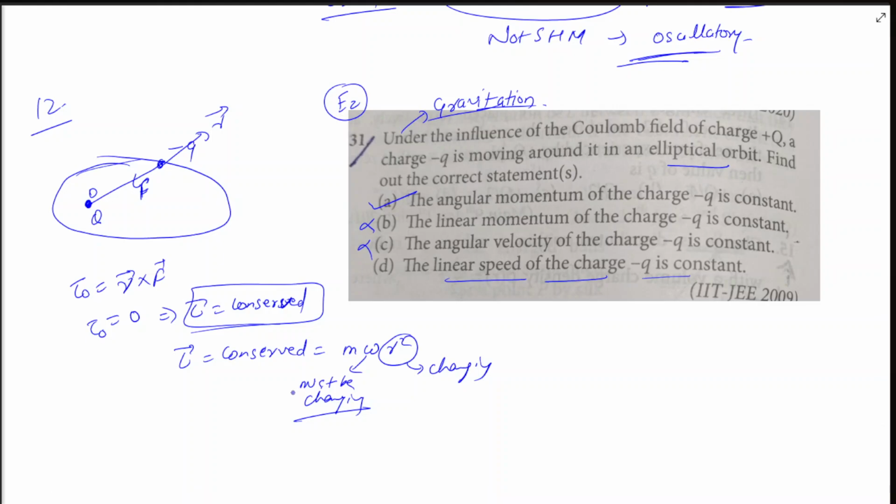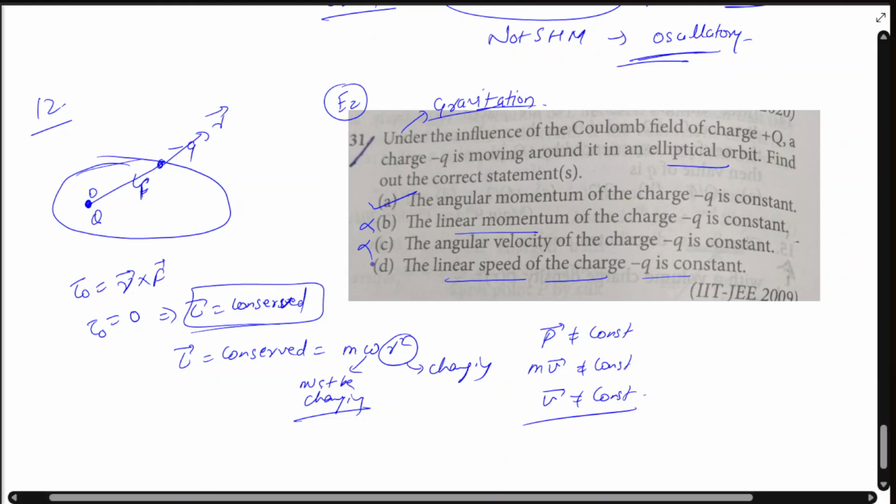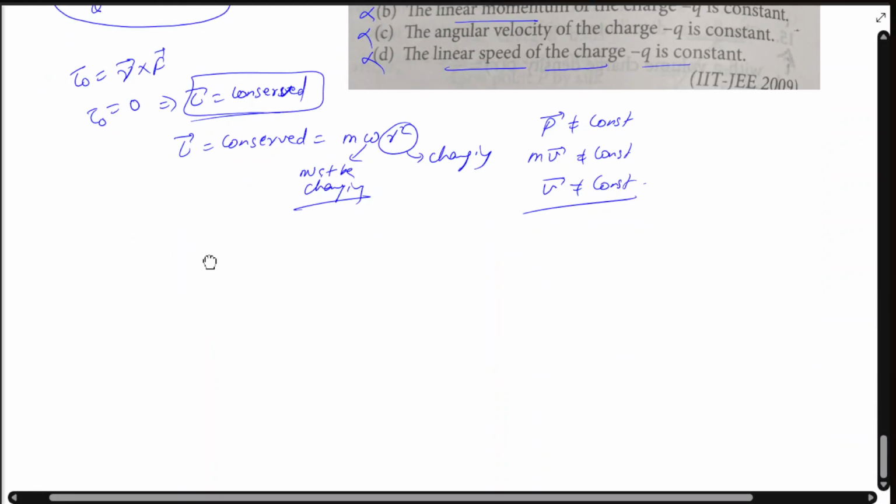No, no. Momentum is not conserved. So how can P be constant? P is mv. Mass is constant, so v is not constant. So only A will be correct. It's an easy question, right?